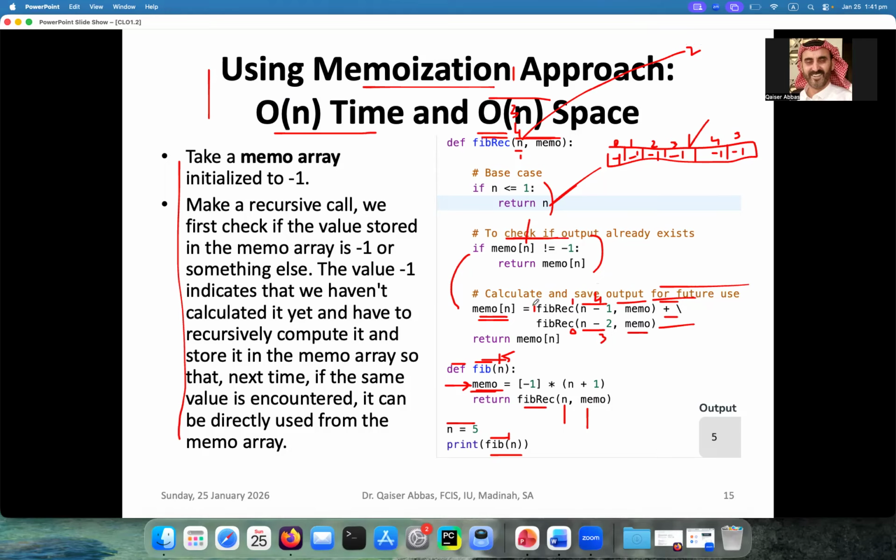0 plus 1 gives us the answer 1 after addition. And where will that 1 be stored? In memo[n]. n is 2, so memo[2]. In the array at this position, we are storing 1 now. This -1 will be updated with 1. And next time when it is checked here, memo[2] not equal to -1, yes, the condition is true. Then return memo[2]. Use that value; you go out of it by using that value.